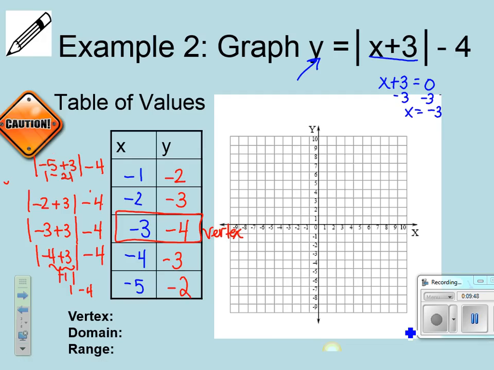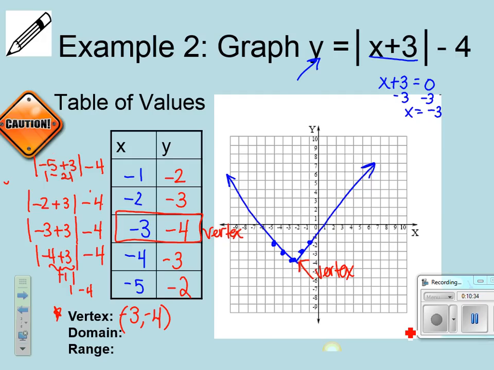Negative 1, negative 2; negative 2, negative 3; negative 3, negative 4; negative 4, negative 3; negative 5, negative 2. And you can see that we get an absolute value V shape, and we see the whole entire graph because we have our vertex and points on both sides of the vertex. So the vertex in this case is negative 3, negative 4, and yes, you have to identify these three things.